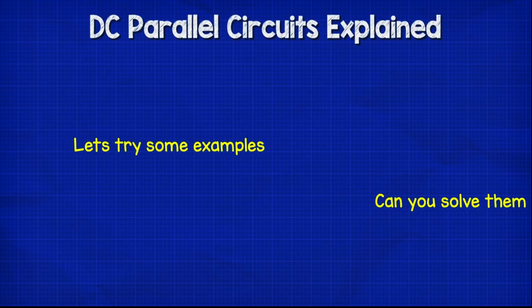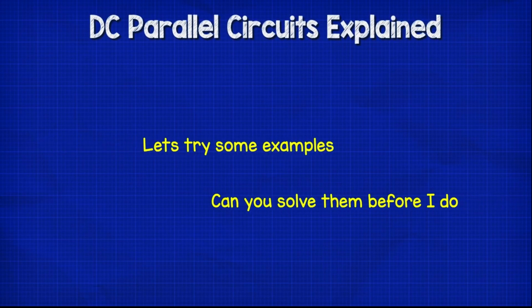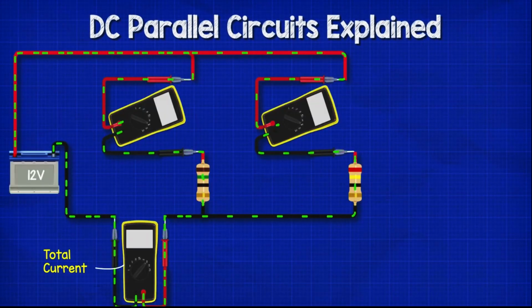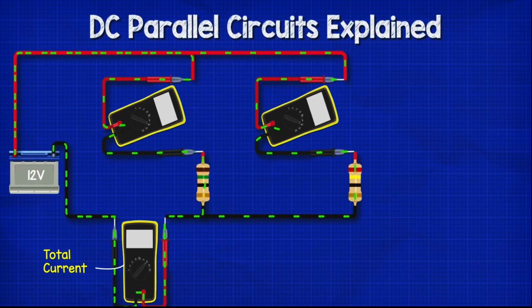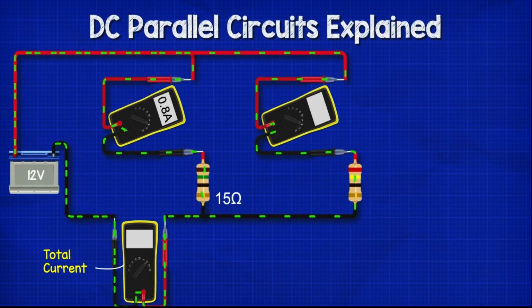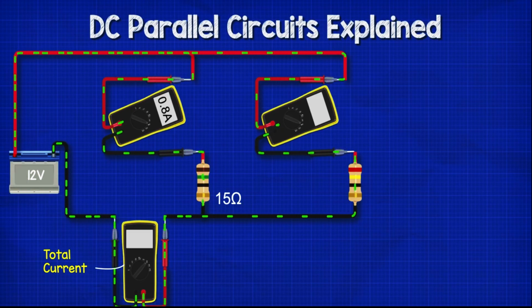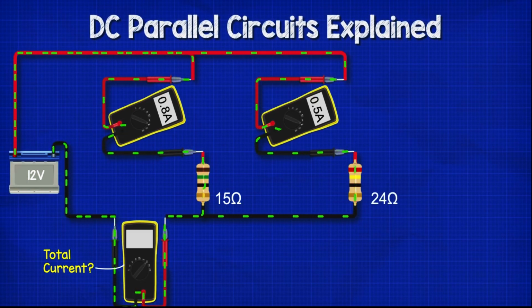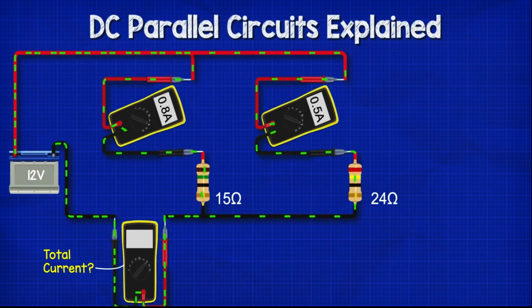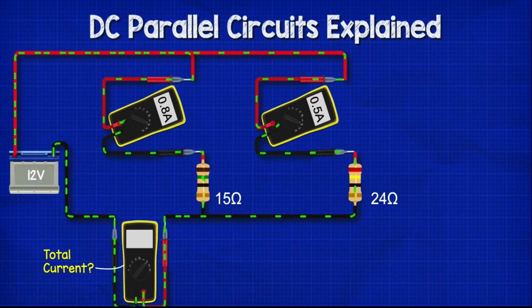Let's see some more detailed explanations on how to calculate this. See if you can solve this before I do. Take this simple parallel circuit with 2 resistors and a 12-volt battery. Resistor 1 is 15 ohms and has a current of 0.8 amps. Resistor 2 is 24 ohms and has a current of 0.5 amps. So what will the multimeter read for the total current in the circuit?